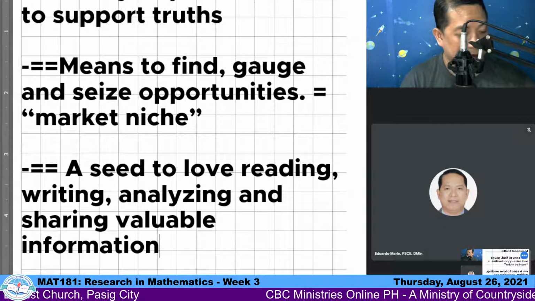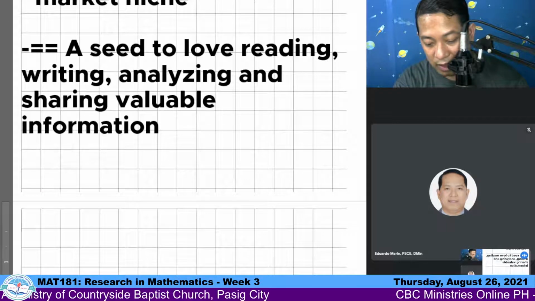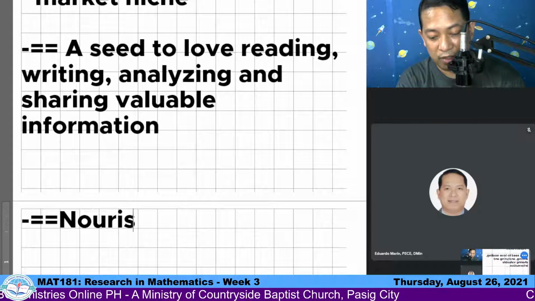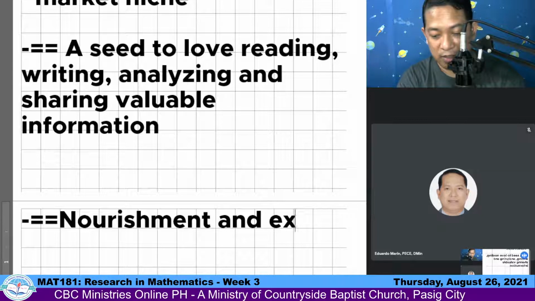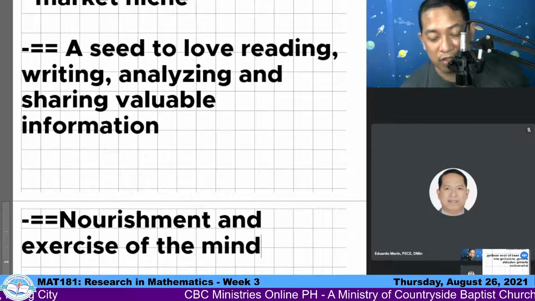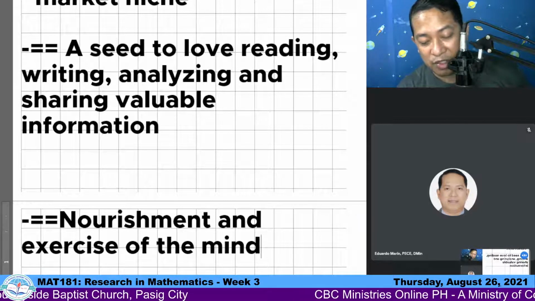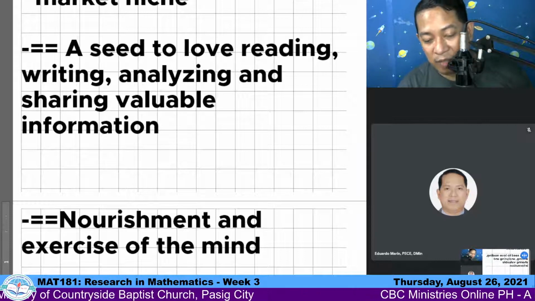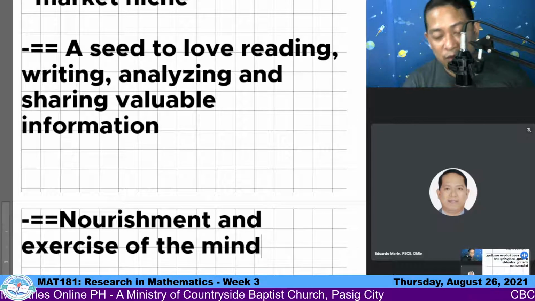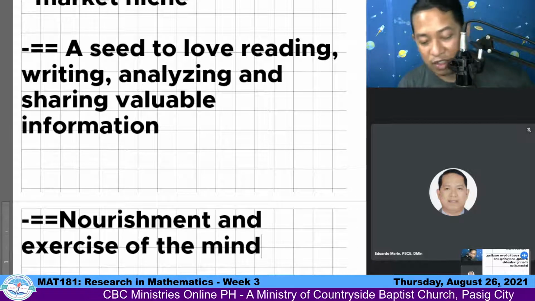Then of course, on another aspect, that research could be used for our nourishment and exercise of the mind. So research, nourishment, and exercise of the mind. Because in research, there are new bodies of information or knowledge that you could have a sub-discipline out of the discipline, a new concept, perhaps a new paradigm that could be produced out of the research. So it could serve as nourishment of the mind.